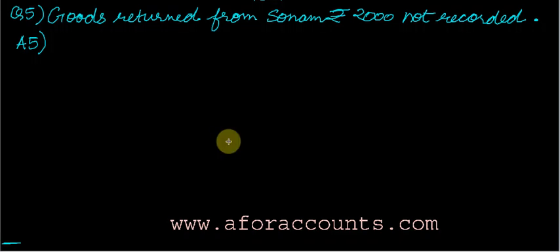My fifth question. See, in rectification of errors, if you read the question properly, it is almost done. So let's read it with full concentration. Goods returned from Sonam, rupees 2000, not recorded. Now the word "not recorded" is very important here. If something is not recorded in the books at all, what is the solution to the problem? The solution to the problem is only one: record it now.